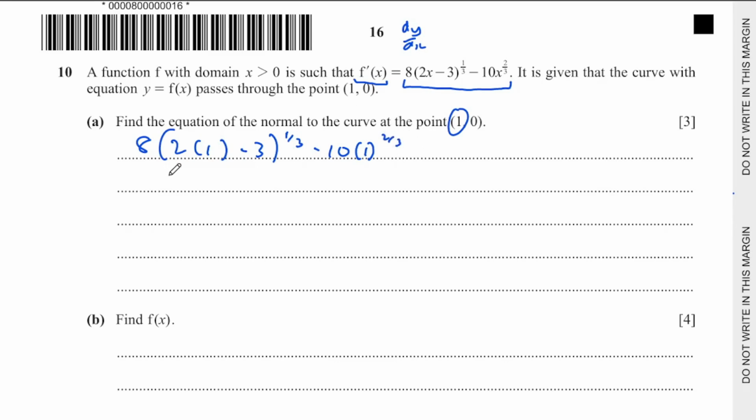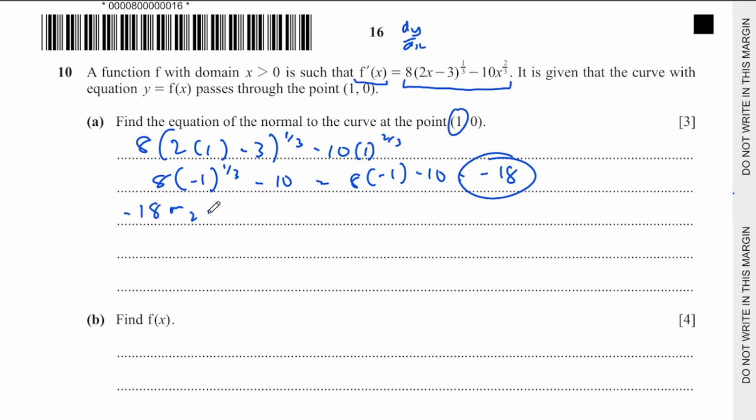This will be 8 times (-1)^(1/3) minus 10, right? And this thing right here would just be -1. The cube root of -1 is -1, so 8 times -1 minus 10, which is just -18. That's our gradient of our tangent. So the gradient of our normal will be, with -18 times m2 equals -1, m2 will just be 1 over 18, positive, right?